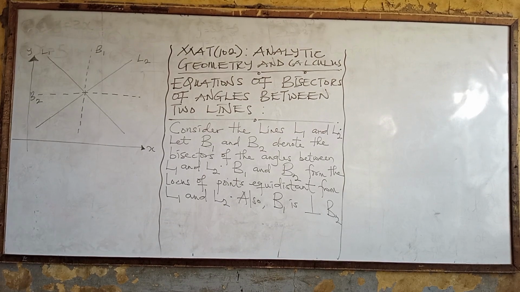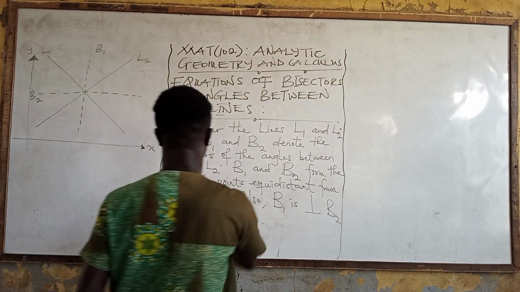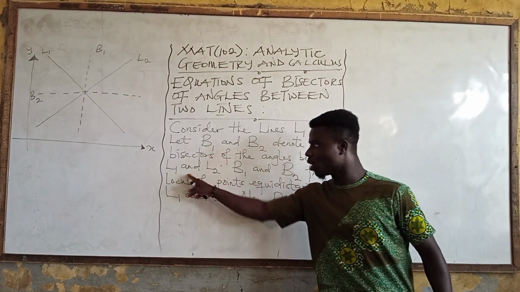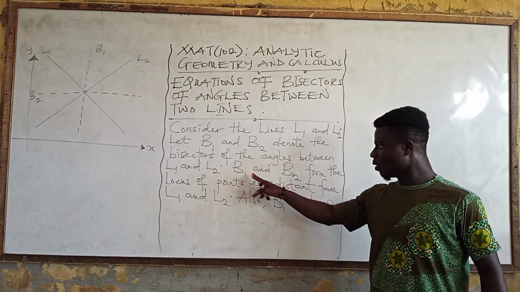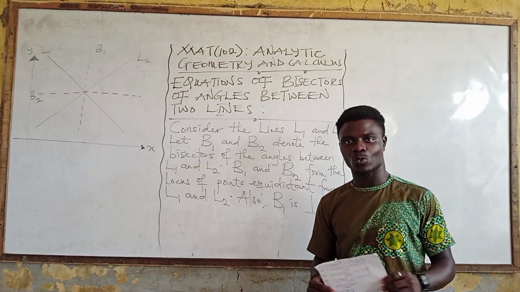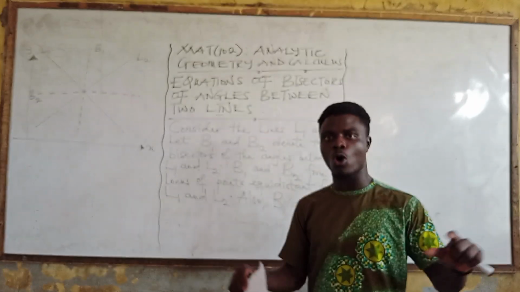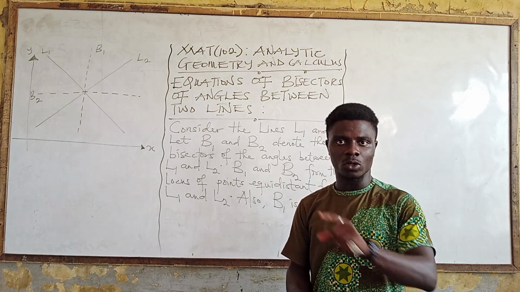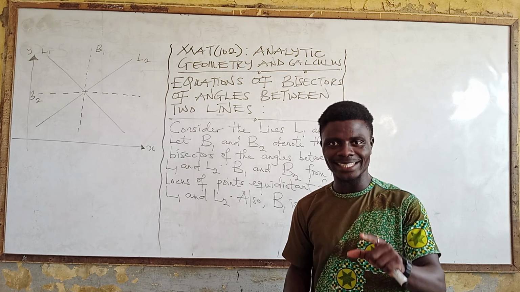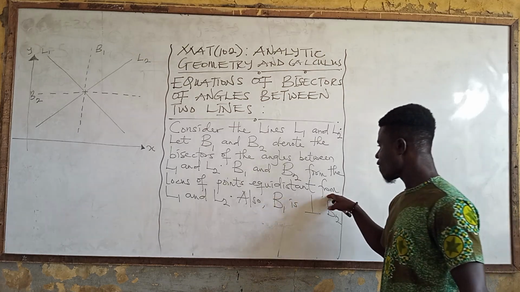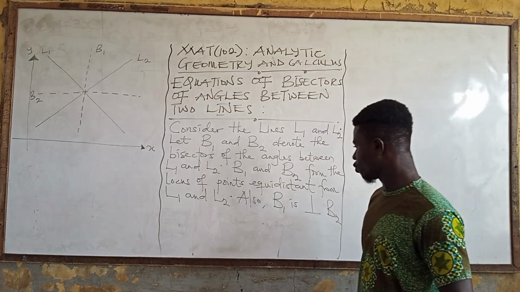All right, so let's see. Consider the lines L1 and L2. Let B1 and B2 denote the bisectors of the angles between L1 and L2. B1 and B2 form the locus of points equidistant. When you talk of equidistant, we mean equal distance, equal length, equal modulus, equal magnitude. So that's the meaning of that: equidistant from L1 and L2.